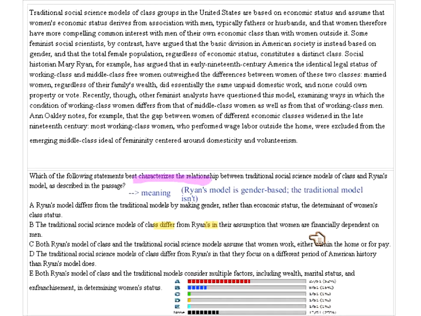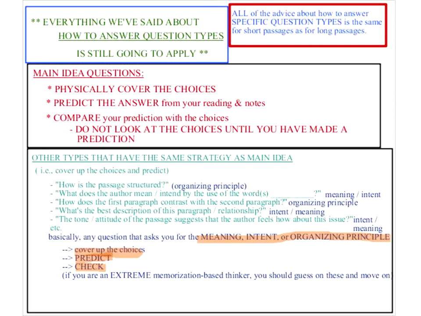Okay. C, D, and E were minority answers. One person each chose them, so I think we're pretty good with those. Any other questions? We'll move on to a different type of question. Okay. So, let's take a look at something else.